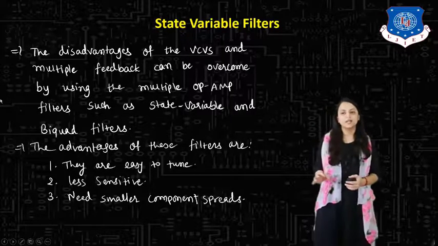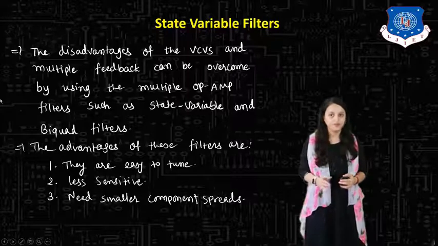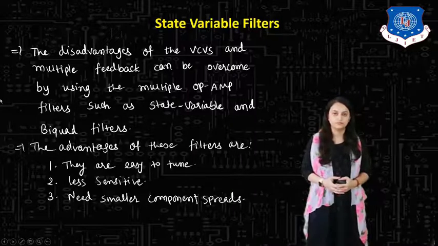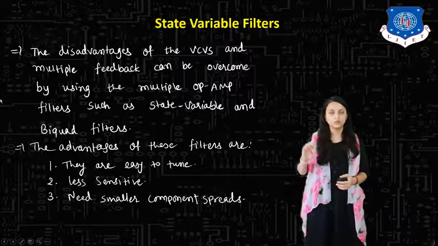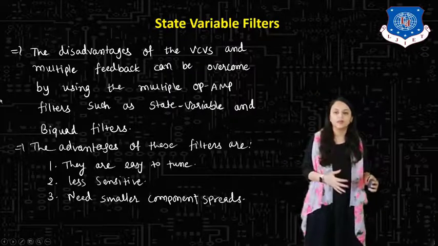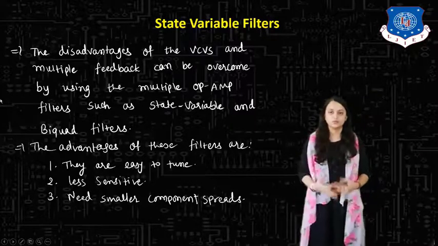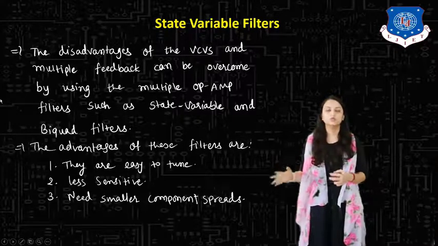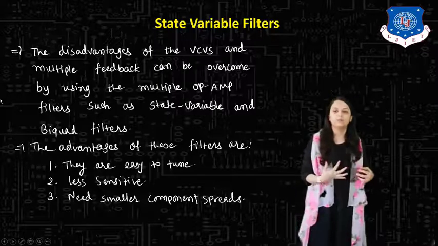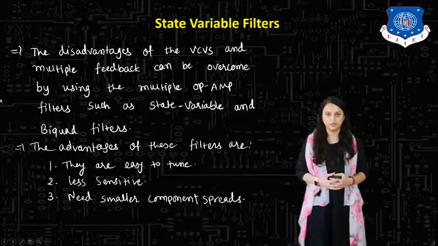The disadvantages of the VCVS and multiple feedback filters can be overcome by using the multiple op-amp filters such as state variable and biquad filters. That means whatever the disadvantages were there in VCVS filters are overcome by the state variable filters or biquad filters that we are going to see now. So, the multiple feedback concept and the component values issues are to be overcome by multiple op-amp configuration filters, state variable and biquad filters.